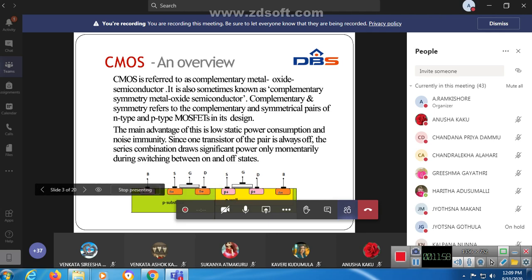Complementary means opposite. So we have the P substrate. If you want to form an NMOS and a PMOS, we have to use a P substrate. Within the P substrate we again have to form an N-well, and within the N-well we have to form P type.